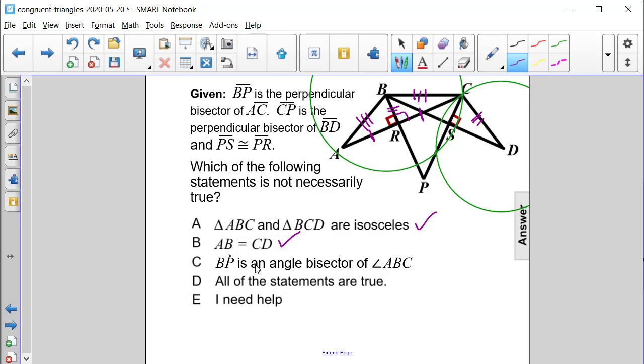Now let's look at the third one. BP is the angle bisector of angle ABC. Well, when we first started talking about AB being congruent to BC, we had proven that triangle ABR was congruent to triangle CBR, and by corresponding parts of congruent triangles being congruent, we can say that angle ABR is congruent to angle CBR. So therefore, BP is the angle bisector of angle ABC. So this is also true. Therefore, our final answer is D, all of the above.